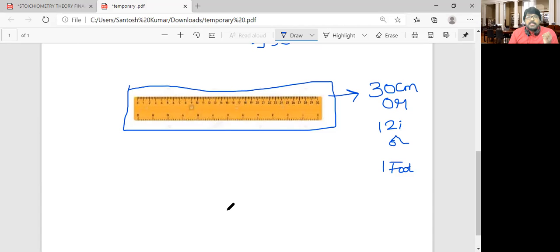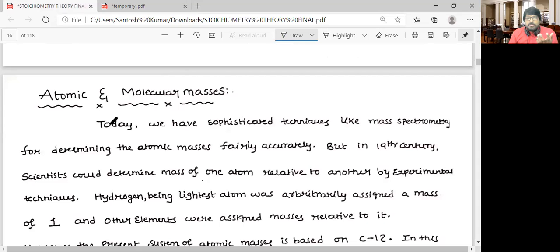Therefore, the scientists used some reference elements to indicate the mass of an atom. Here we are taking this 30 centimeter long scale as the reference scale. Similarly, before the 19th century, the scientists used some reference scales to express the mass of an atom. Let us get into the details of atomic and molecular masses, but first, let us complete the concept of atomic mass.